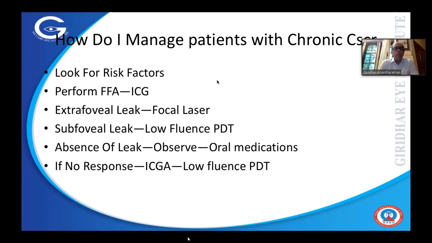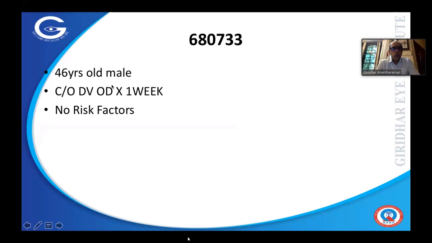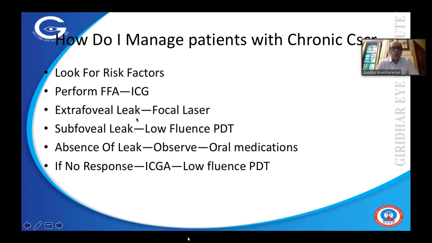So in any patient who's having a recent long-standing disease, fluorescein angiography is indicated. And as I told you, looking at the eye and looking at the OCT, the consultant can decide whether an indocyanine green angiography also is necessary in that particular situation. So in a patient who is having a recent long disease, if it's an extrafoveal leak, we do a focal laser. There are certain specific indications for low fluence PDT, which I'll come to later.